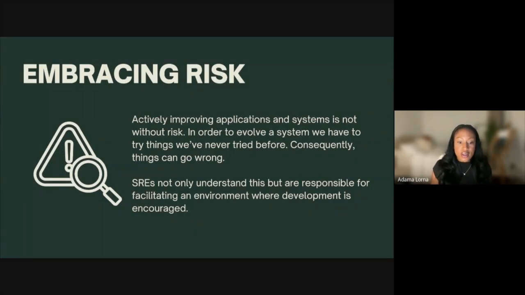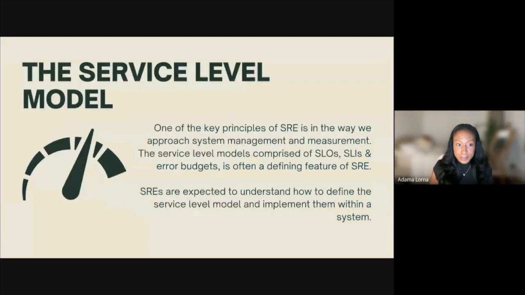So SREs are not only responsible for getting the system back up and running when things go wrong, but facilitating an environment where people feel like we can try things, but we have our systems in place for that. When things go wrong, whether it's in dev, in QA, or in production, we know what to do and we know how to respond.